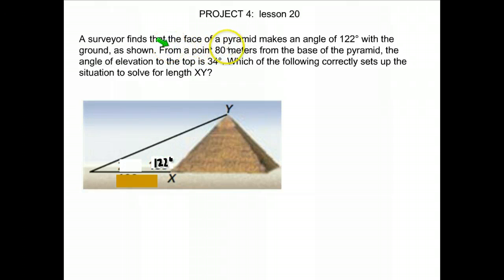From a point 80 meters from the base. Okay, so this would be 80 meters. The angle of elevation to the top is 34 degrees, so this angle here is 34 degrees. Which of the following correctly sets up the situation to solve for the length of xy? Now that means they are going to give you different situations to use, a multiple choice question. I'm going to just show you how we would set it up.